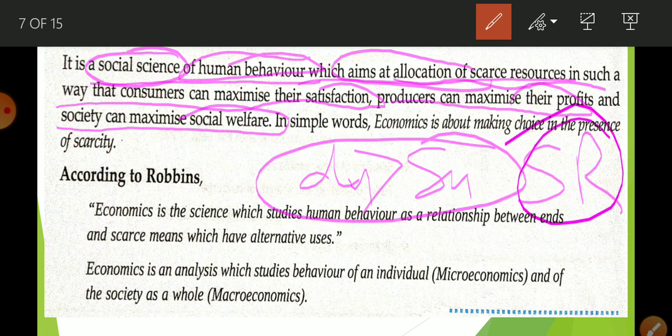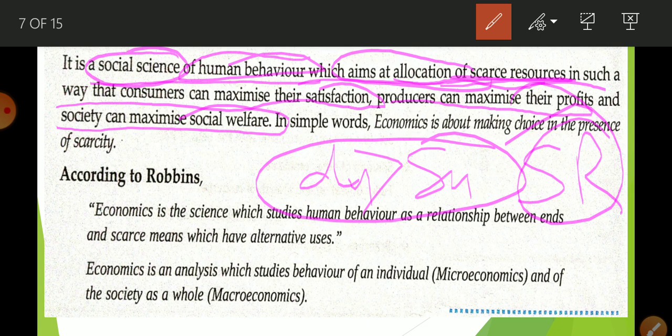Okay, students. So why are we studying economics? So that we are able to use scarce resources in such a way that consumers can maximize satisfaction. Consumer means any person who is going to purchase and use anything. That is known as a consumer. So the consumer is going to get maximum satisfaction.